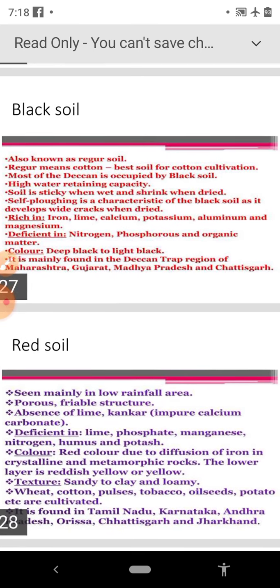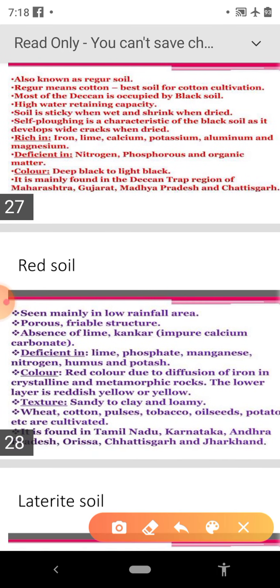Now we'll discuss the red soil. With regard to this variety of soil, you will go through the important features which are mentioned in the slide. This soil occupies a vast area of about 3.5 lakh square kilometers, which is about 10.6% of the total geographical area of the country. With regard to the formation, most of the red soil has come into existence due to the weathering of ancient crystalline igneous rock.